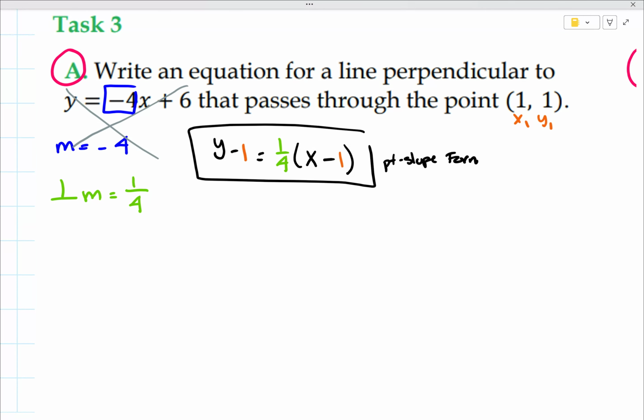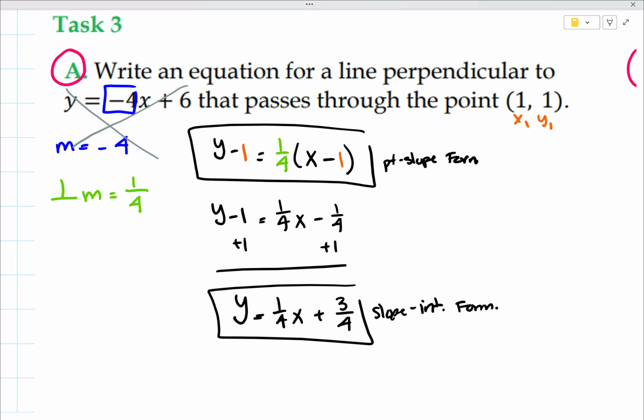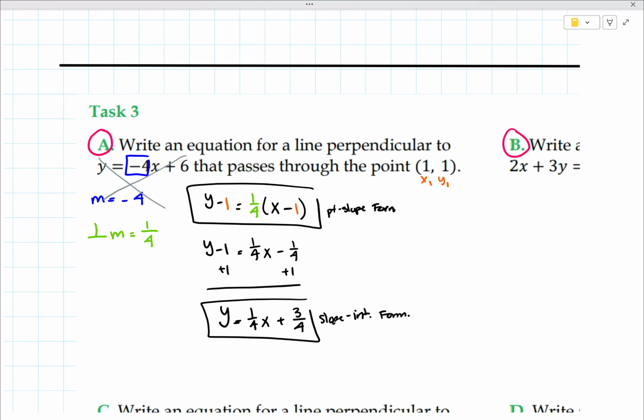Solving for y gets us our slope intercept. Y minus 1 equals, distribute your 1/4, x minus 1/4. Then we're going to add 1 to both sides. So your slope-intercept should be y equals 1/4 x plus 3/4. Okay, all right, check that one. And then let's go to question B.